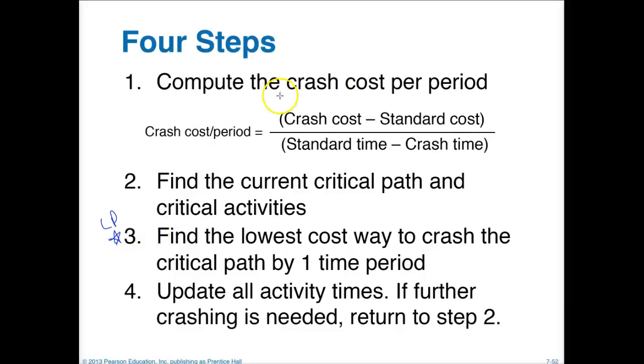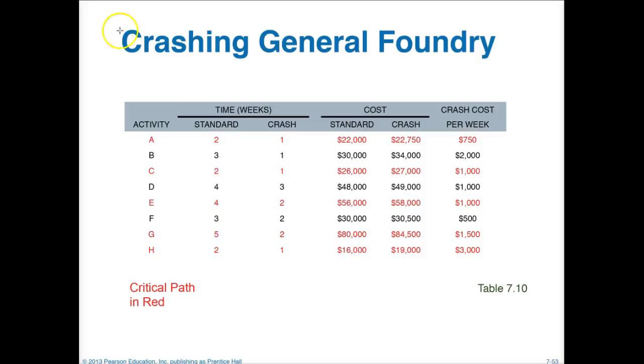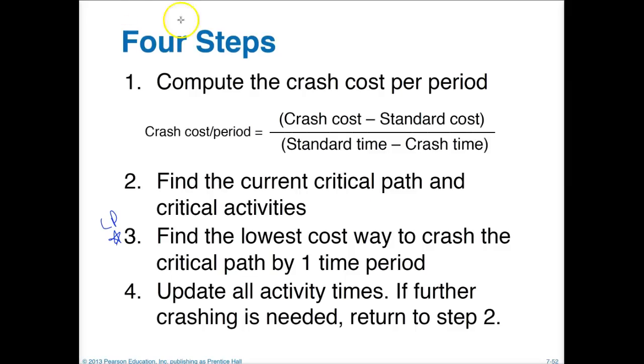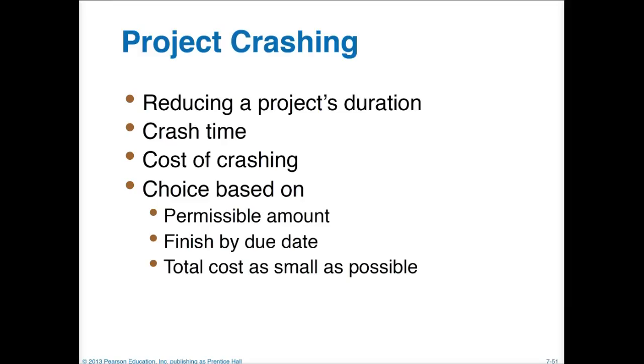And so again, the crash cost per period is basically the crash cost minus the standard cost, over the difference between the standard time and the crash time. We'll look at this table here as an example. Of course, crash cost per period is crash cost minus standard cost, over standard time minus crash time.